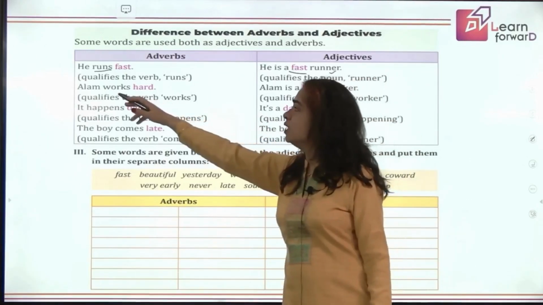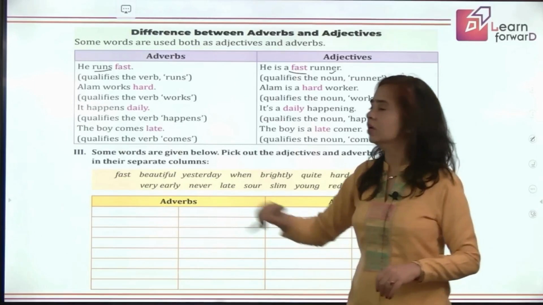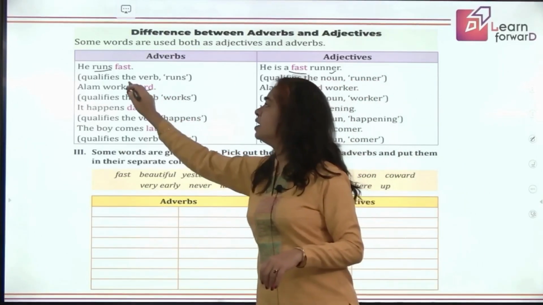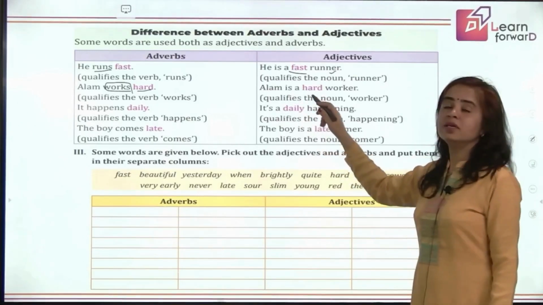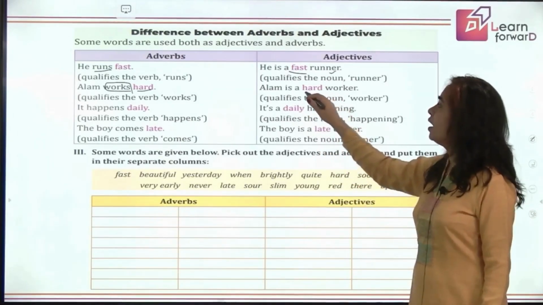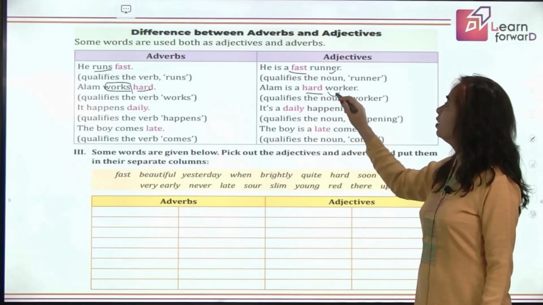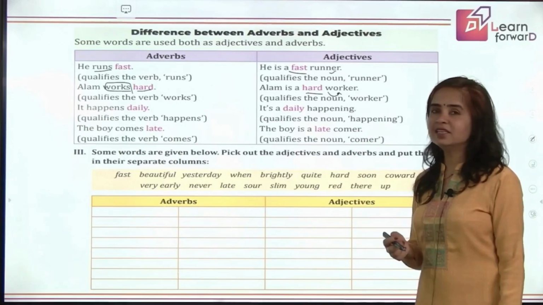Come to the next. Alam works hard. So how does Alam work? He works hard. It is telling you about the verb, so it is an adverb. But if I say Alam is a hard worker, then what do you say? Hard is telling about worker, which is a noun actually. So here it becomes an adjective.